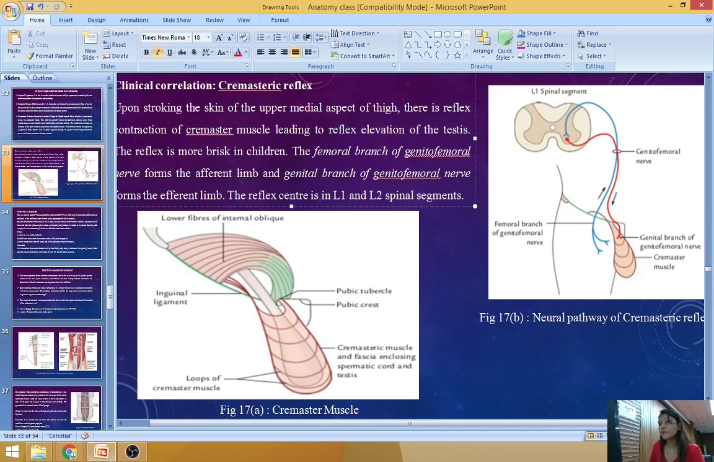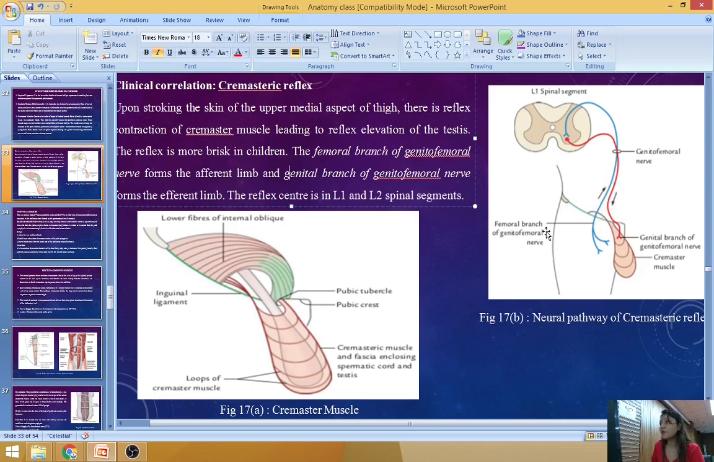This reflex is formed by the femoral branch of genitofemoral nerve. Why does this reflex occur? The femoral branch of genitofemoral nerve forms the afferent limb, and the genital branch of genitofemoral nerve forms the efferent limb, and the reflex center is the L1 L2 spinal segment. So here you can see this is the spinal segment and this is the testis. We have the genitofemoral nerve, and we have the femoral branch and the genital branch. So this forms a reflex, afferent and efferent.